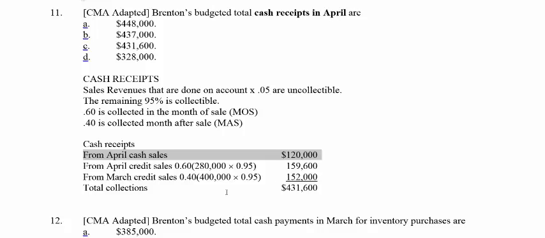For March, it had sales of 400,000 on account, of which 5% was uncollectible. Therefore, 95% would have been collectible. So much of it would have been collected in March, but we're looking for just April, and that's the remaining 40%. So 0.4 times the result of this would give us 152,000. Total those up. 431,600 is our total, which is C.